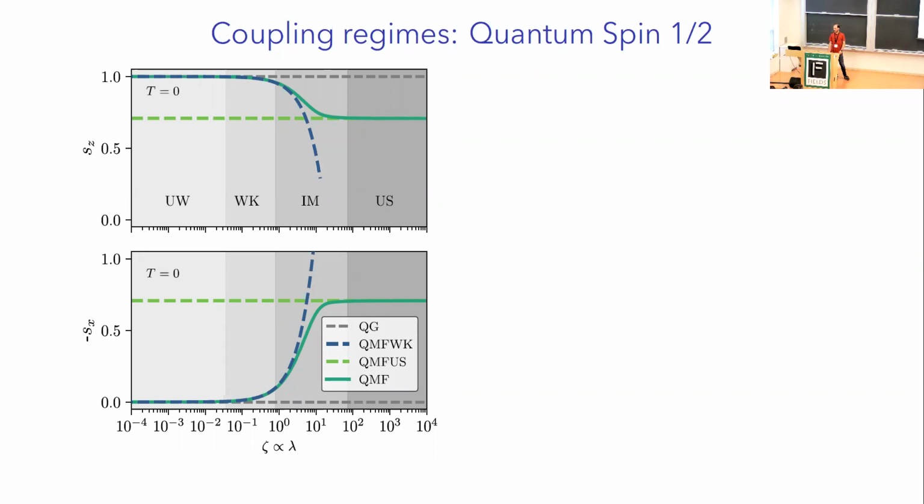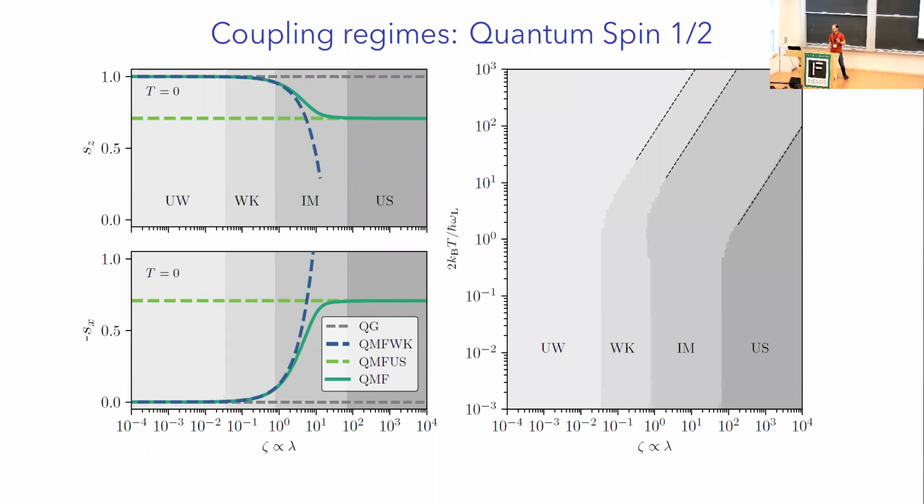analytically treat. So all of this has been at temperature 0, but one can do the same analysis for finite temperature. What I plot here is, as a function of temperature on the vertical axis and coupling strength on the horizontal axis, for a given combination of temperature and coupling strength, which of these regimes is valid: where the ultra weak limit is valid, where the weak one, where the intermediate, or the ultra strong.